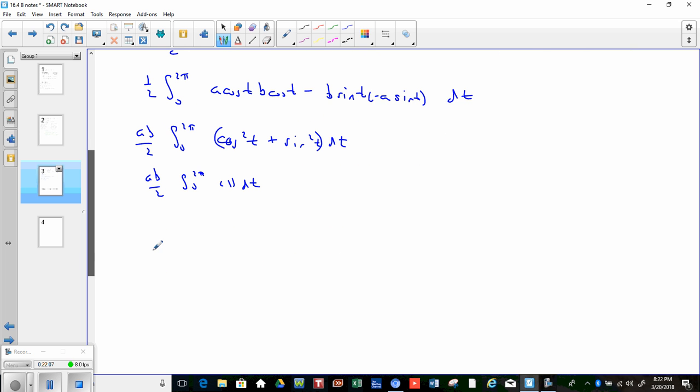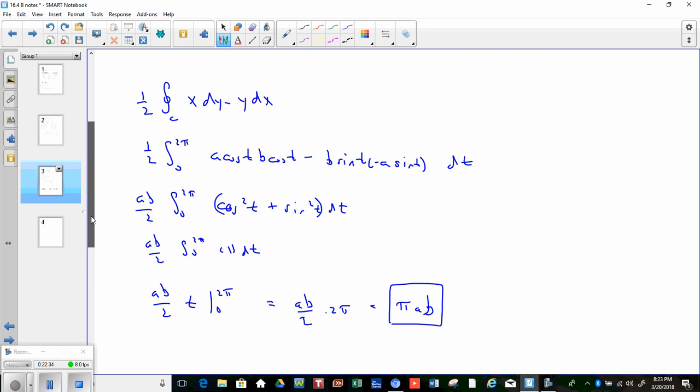And of course the integral of 1 is just t, so I get AB over 2 t from 0 to 2 pi. 0 does nothing for us, so we plug in the 2 pi, and you end up with AB over 2 times 2 pi. The 2's cancel out, and what you get is pi AB, which is, if you remembered, if you didn't remember, that's fine too, the area of an ellipse.